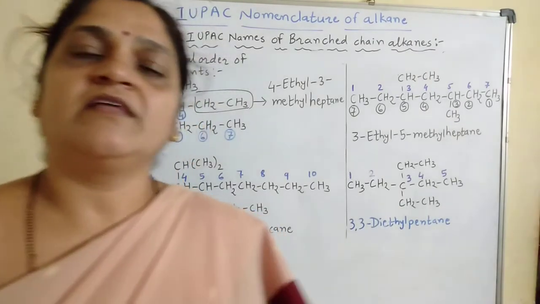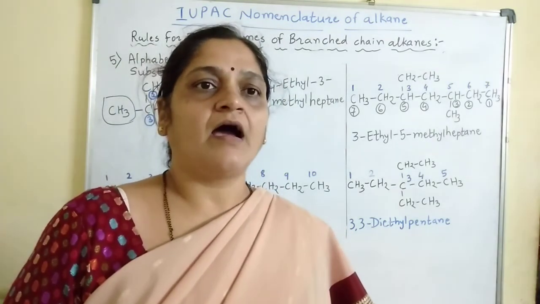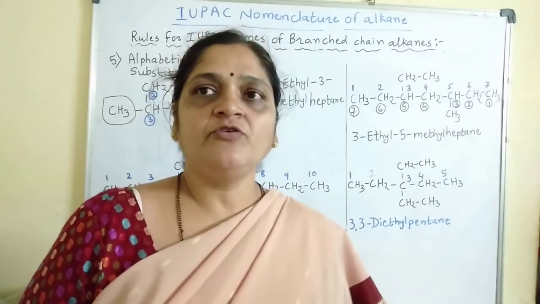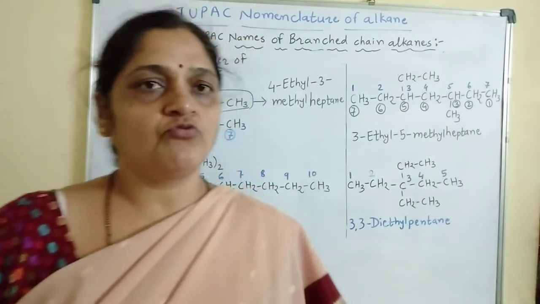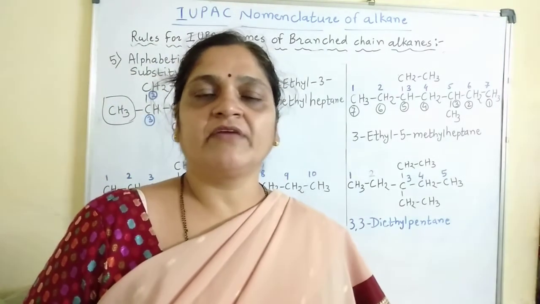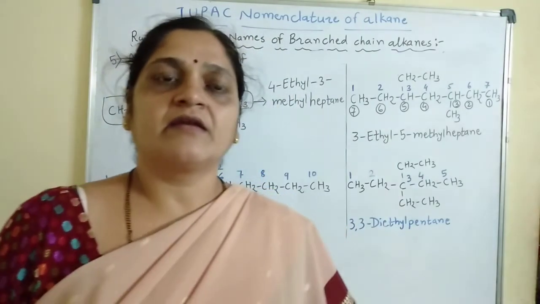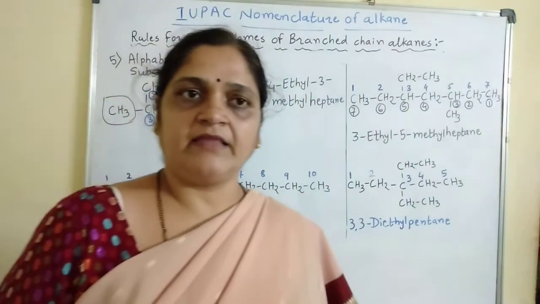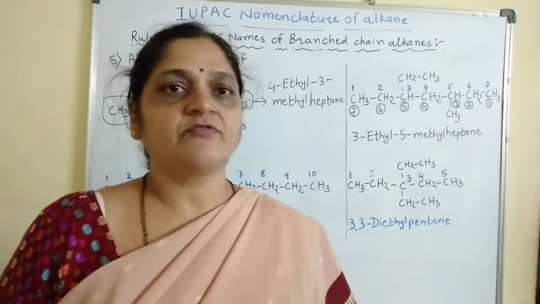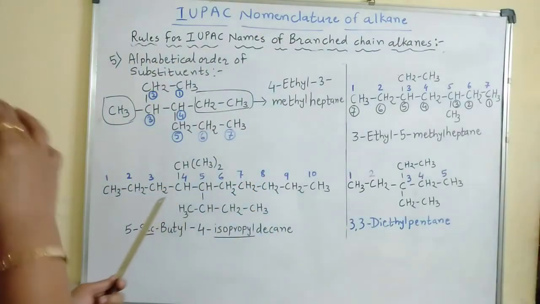Now student, the next rule about the IUPAC nomenclature of alkane is alphabetical order of the substituent. When you get two or more substituents having different alkyl groups, when you are writing the name of the alkane, alphabetical order of the names of the substituents should be followed. Now see here the example.